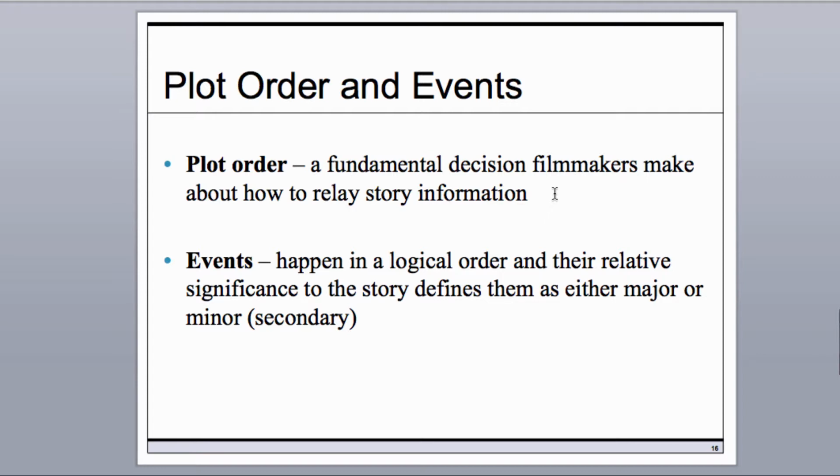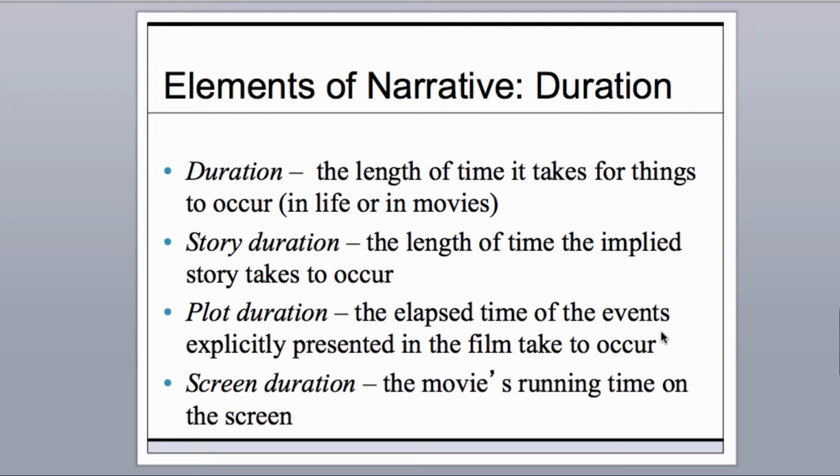Plot order and events. Plot order is the fundamental decision filmmakers make about how to tell the story. Whether it all happens at a specific time, they put it in a flashback, they do a flash forward, or use other elements. That's part of the plot. Events happen in a logical order and are relatively significant to the story to help you learn about the story, experience the film. They can be major events or minor secondary events, which could be used to distract you or make you think so that something later will come as a surprise.